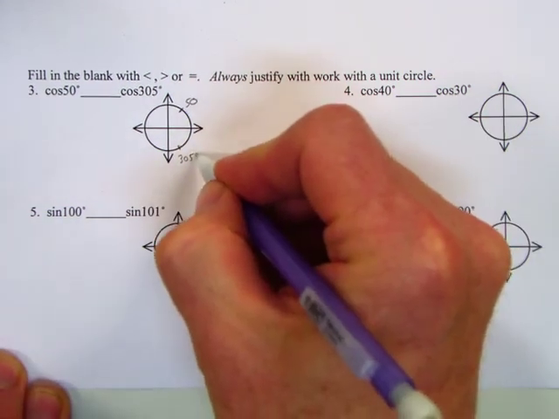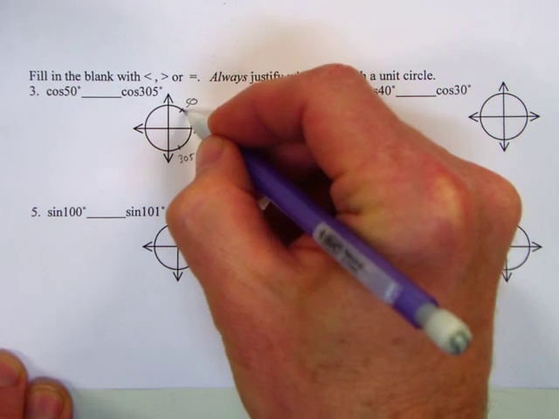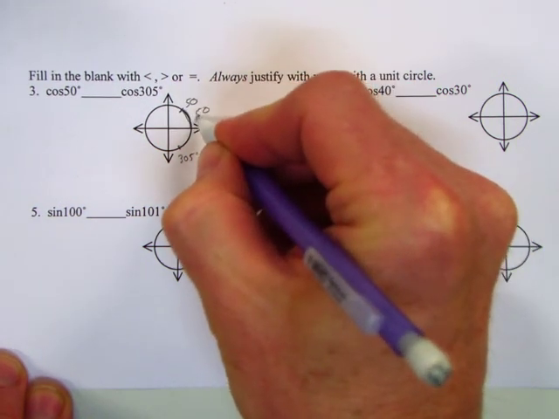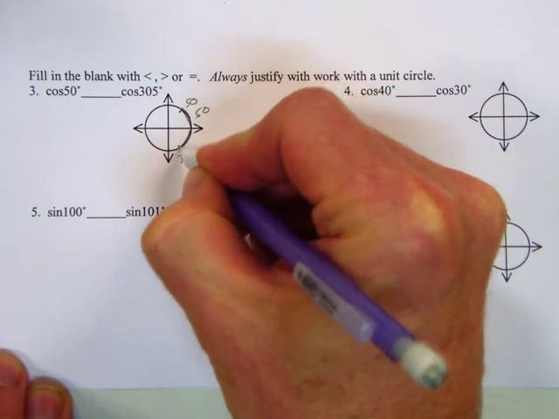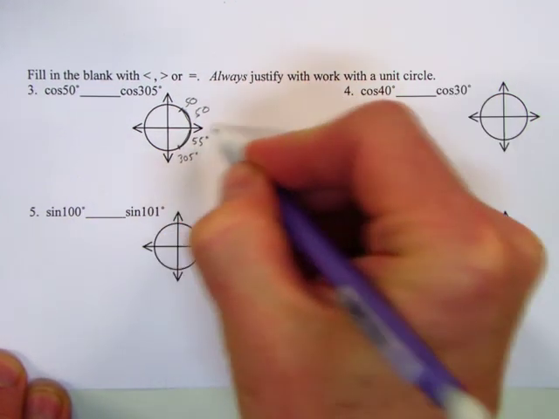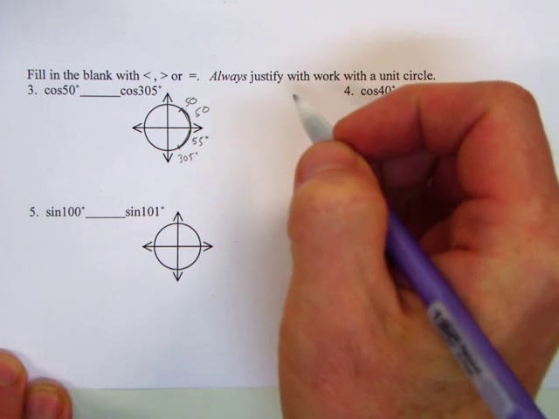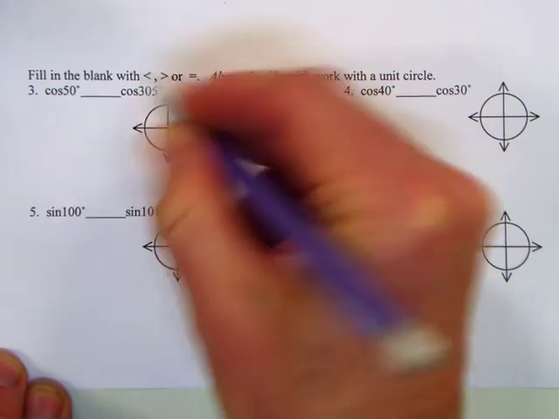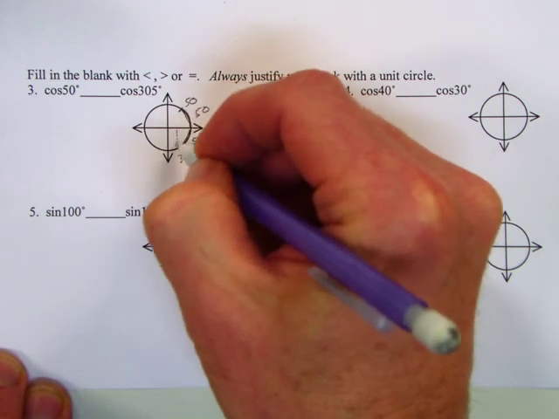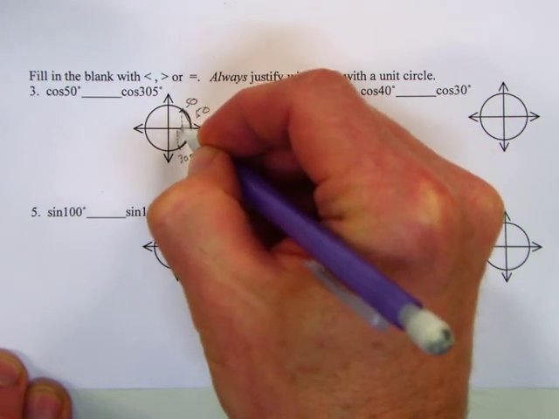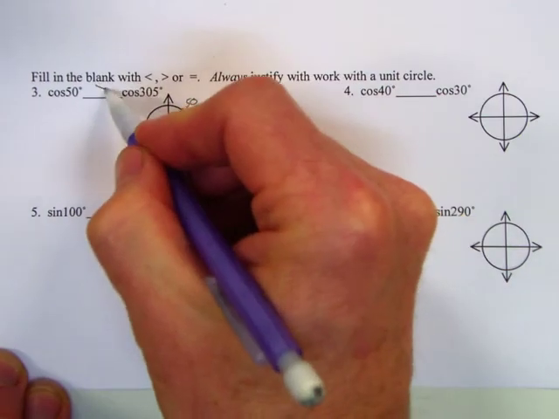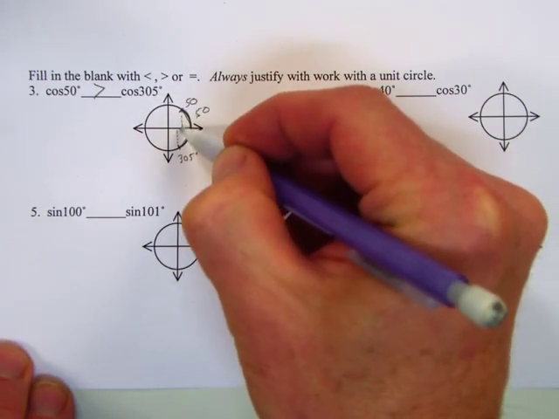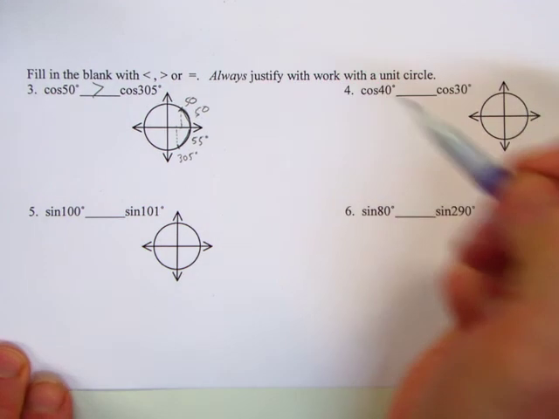Now we can measure this in a couple of ways. We could look and see what this angle here is. That's 50. What is it going to be for 305? That would be 55 because of 360 minus 305. So the 305 is farther to the left, and we're dealing with cosine again. So cosine is the x value. And in this case, cosine of 50 is greater than cosine of 305 because it's to the right. That x value is bigger than this x value.